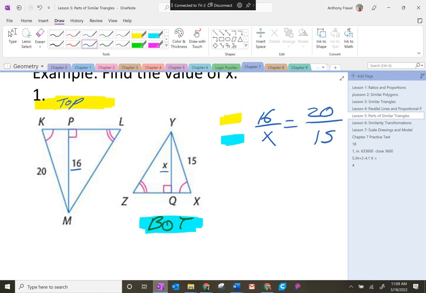And then as soon as you guys get it set up here and do the proportionality parts, the cross products, you guys can crush this stuff.